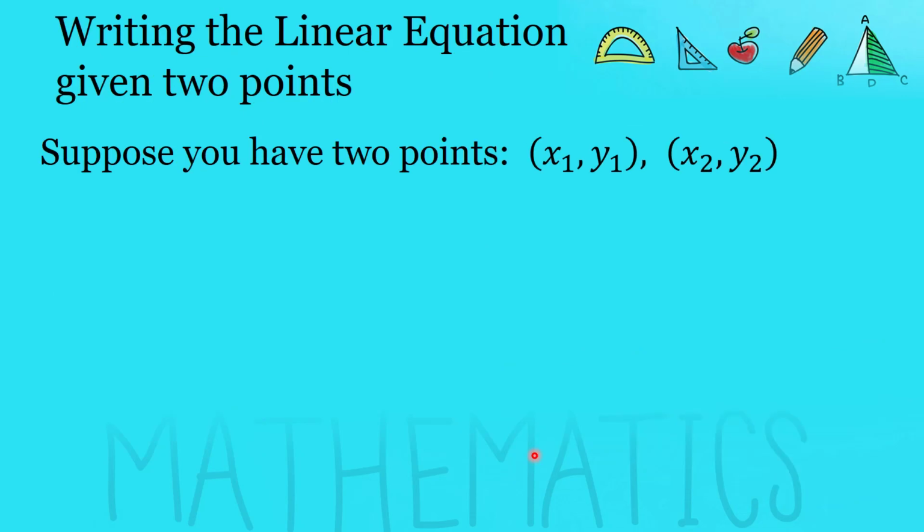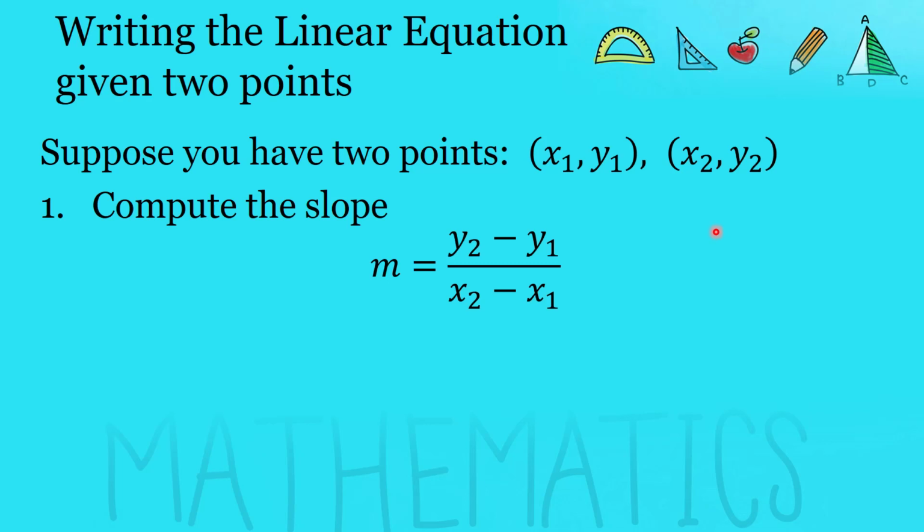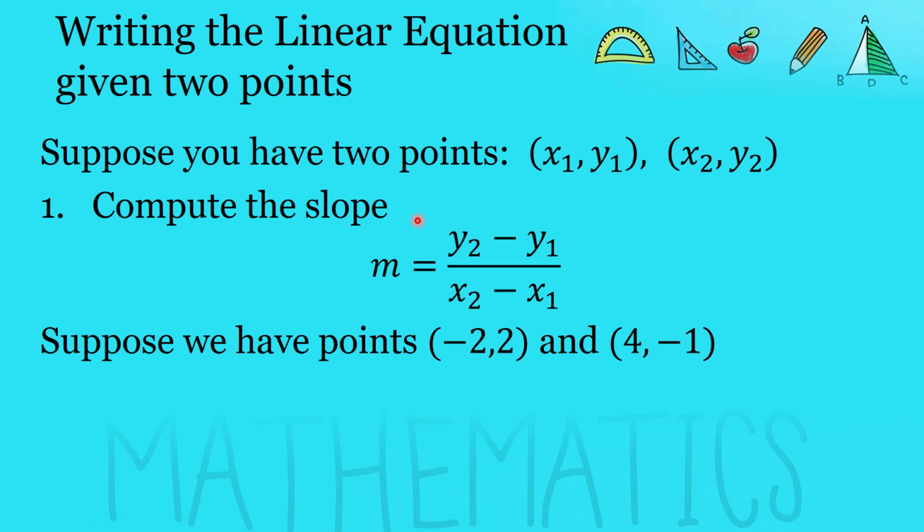Now we are also going to talk about writing linear equations when you have 2 points. So here are our 2 points, x1, y1, and x2, y2. And the very first thing you're going to do is compute the slope using the slope formula. So let's suppose that we actually have 2 points that the line goes through. And let's suppose those points are given by the coordinates -2, 2, and 4, -1.